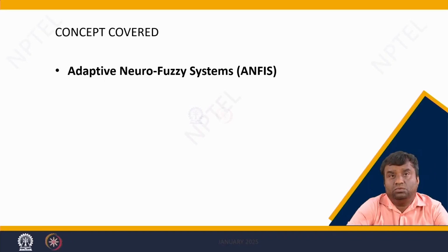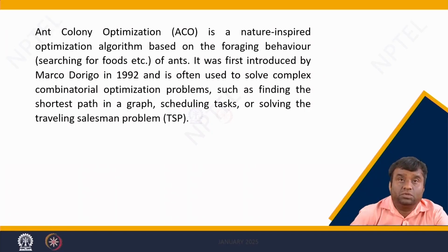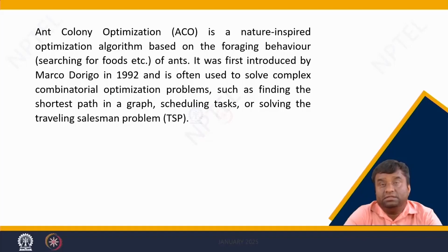Last class we discussed adaptive neuro-fuzzy systems. In this class we will try to understand ant colony optimization. Ant colony optimization is a nature-inspired optimization algorithm based on the foraging behavior, that is searching for food etc., of ants. It was first introduced by Marco Dorigo in 1992 and is often used to solve complex combinatorial optimization problems such as finding the shortest path in a graph, scheduling tasks, or solving the traveling salesman problem.